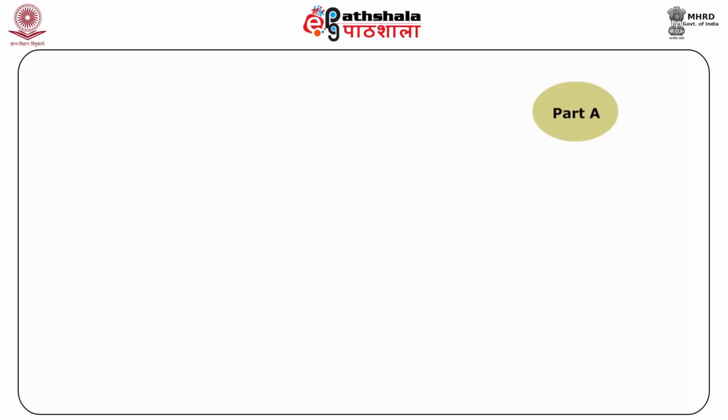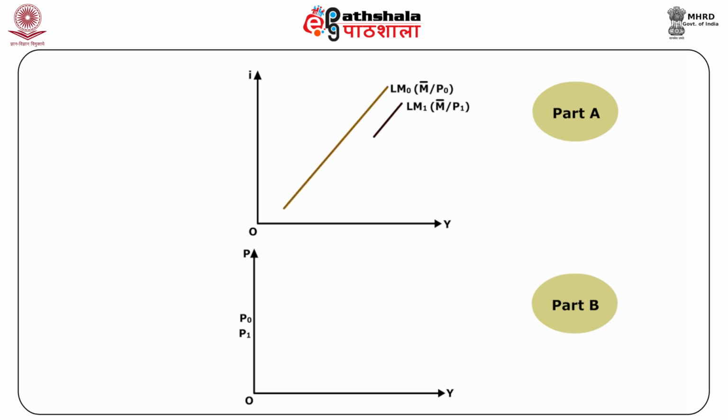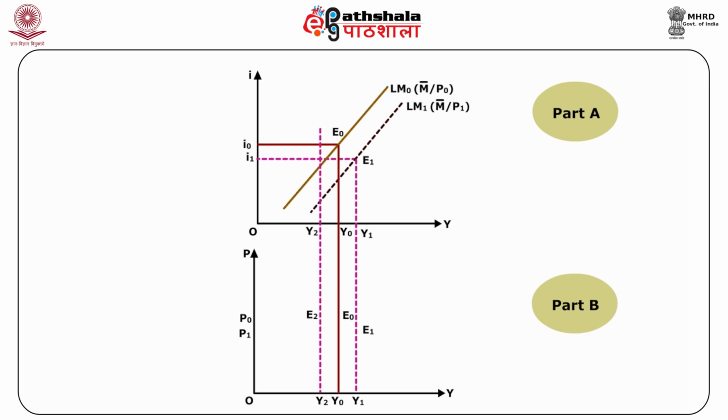In part A, the y-axis represents interest rate and the x-axis represents output. In part B, the y-axis represents price level and the x-axis represents output. When the price level decreases from P0 to P1, the LM curve shifts downward from LM0 to LM1, showing a rise in real balances. The IS curve remains unaffected.